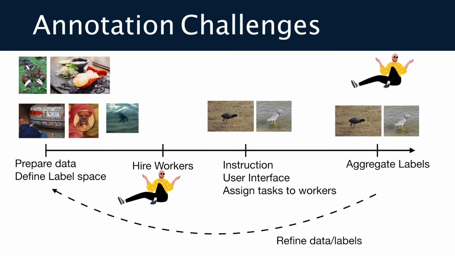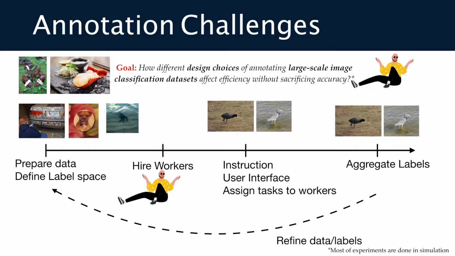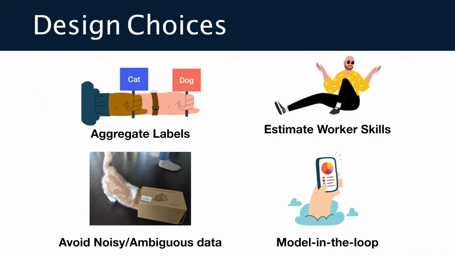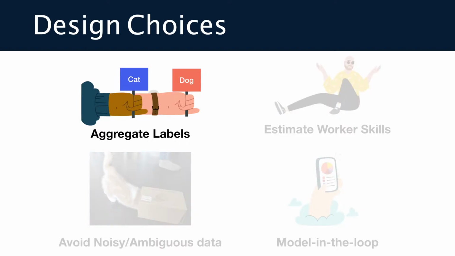In this work, our goal is to provide insight on how different design choices affect efficiency without sacrificing accuracy. The design space is nearly infinite in the annotation process. We investigate 4 different directions, including ways to aggregate labels, how to use estimated worker skills, how to avoid over-annotating noisy data, and what matters in the modeling loop. Let's start from the background knowledge of label aggregation.